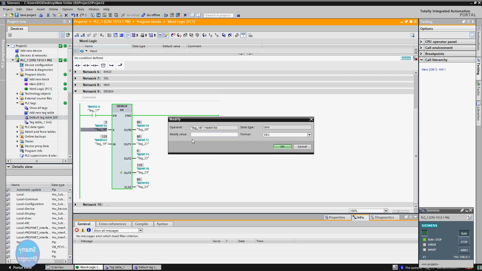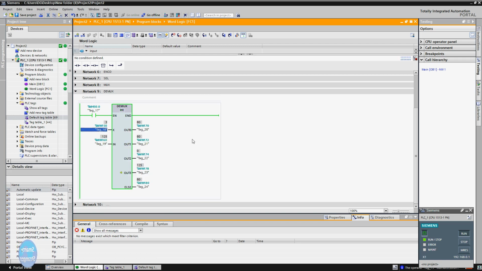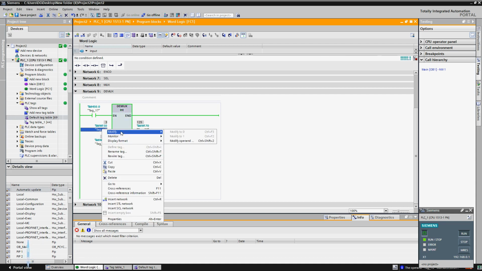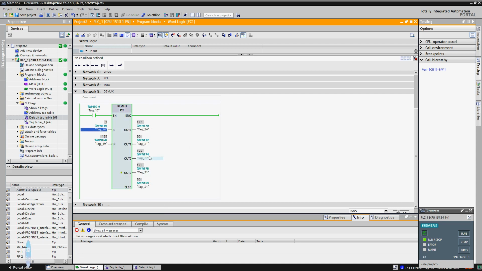When we apply value on K is 0, instruction forwards the value of input to the output 0. Okay, now we are applying value 2 on K. Instruction forwards the value of input to the output 2.